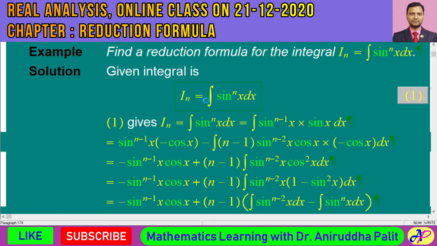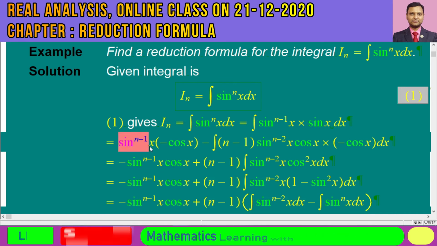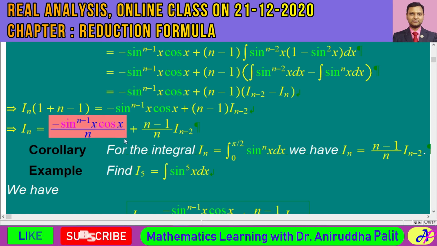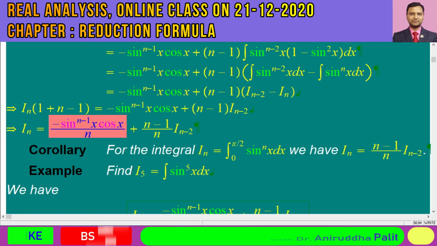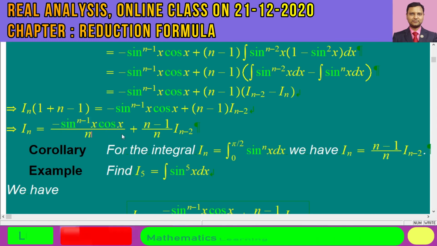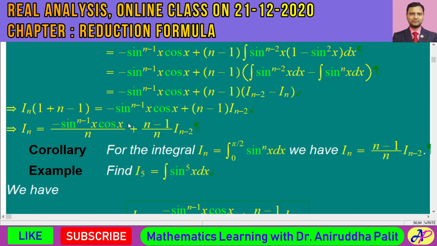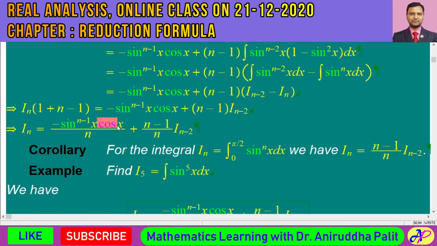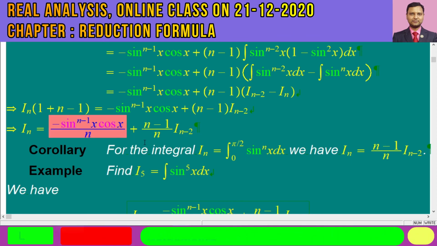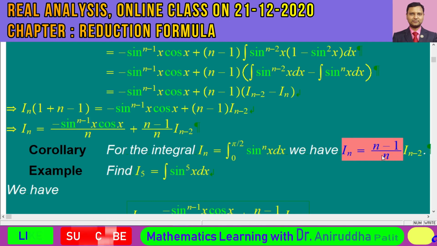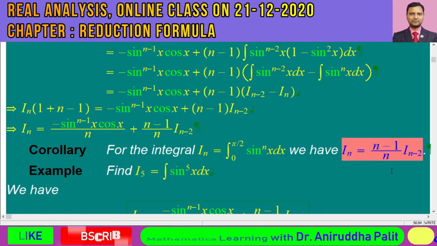Got it? And if you don't apply the lower and upper limit, suppose you already have this kind of formula, then what to do? Then just apply the lower and upper limit in this first term. If you apply the lower and upper limit in this first term, at the lower limit x is equal to 0, this term would get cancelled, and at the upper limit pi by 2, this factor would get cancelled. So ultimately no contribution would come from this first term, and that's why for a definite integral with 0 and pi by 2 as the lower and upper limit, we will have this kind of reduction formula.